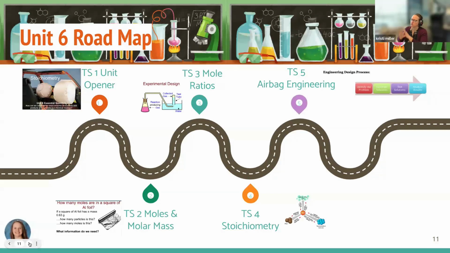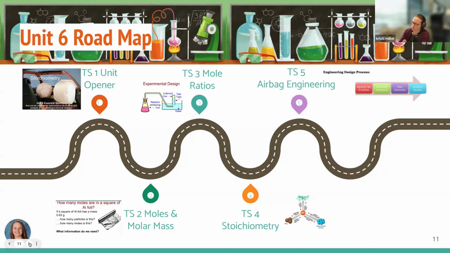This graphic gives us a little bit of a roadmap about how the task sets link together. We're always starting with our opener, trying to activate prior knowledge, generate interest in the topic, introduce the phenomenon, and ultimately connect it to our engineering project. We're starting by looking at ways stoichiometry is used in everyday life, and then introducing the idea of an airbag, and thinking about what are all the pieces that we have to know in order to understand how an airbag inflates.